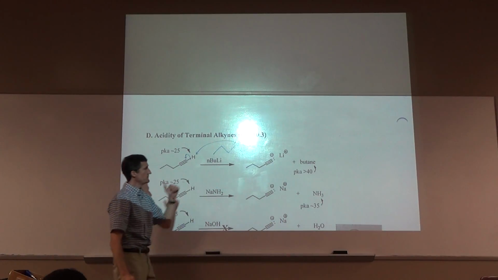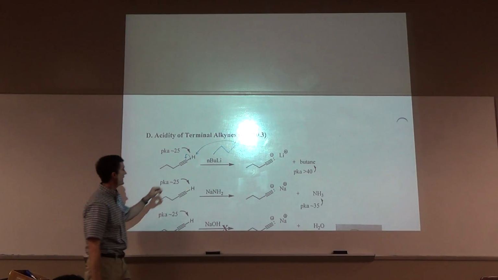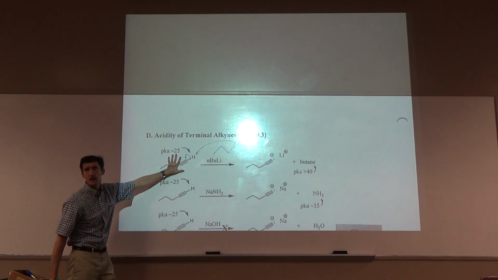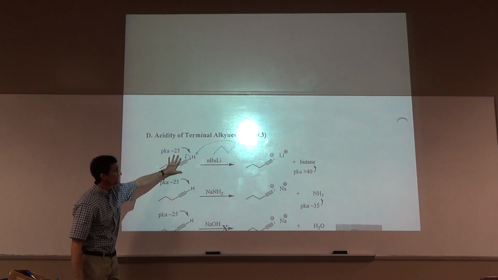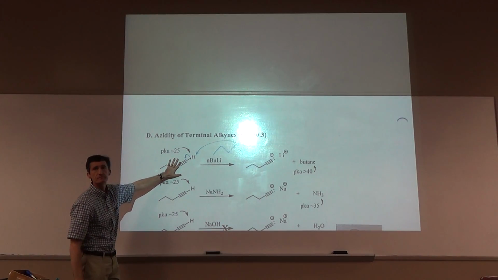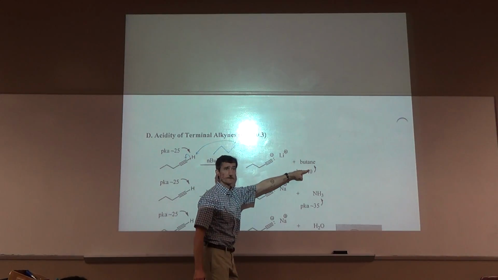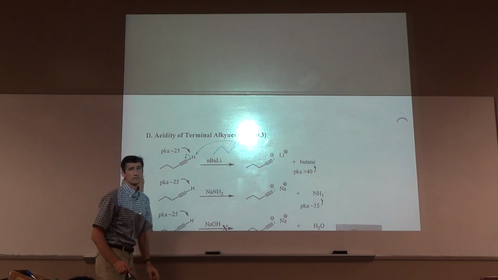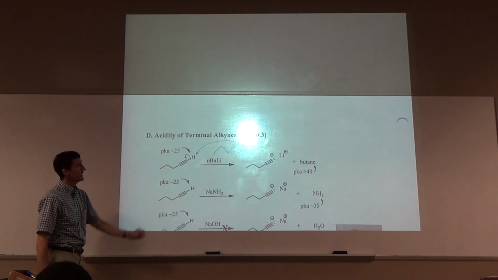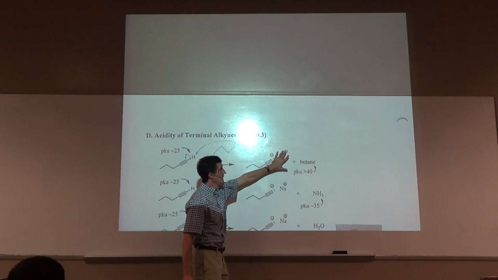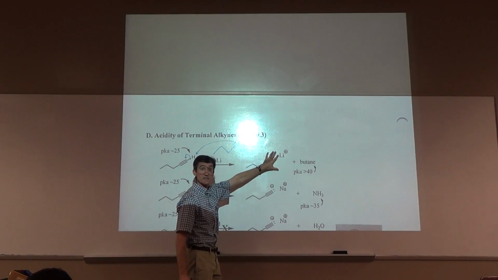How do you judge the acid-base? You got to know the pKa on both sides. This is 25. Butane is not acidic at all, greater than 40. Which side's favored? Weaker acid. By how much is that side favored? That side's favored by 10 to the 15. What's that, about 100 gazillion?